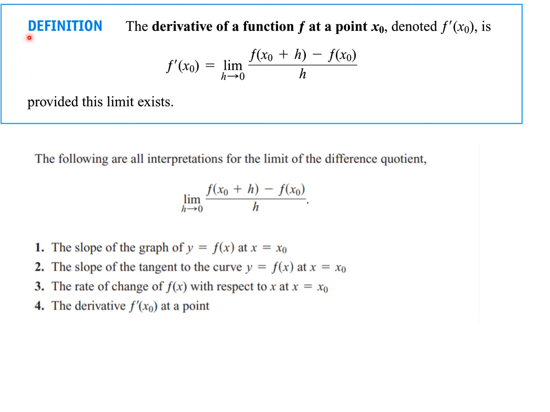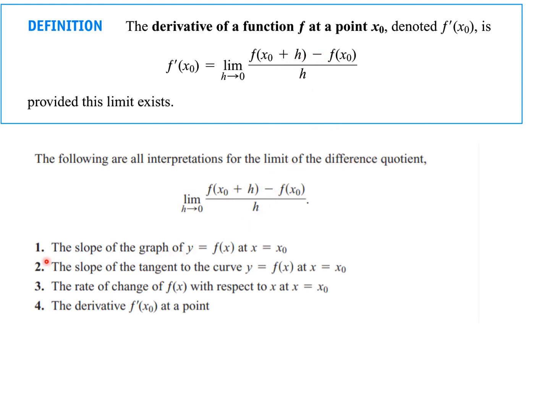The following definition is just like a review for you. It's about the derivative of a function f at a point x0, denoted by f prime of x0. f prime of x0 equals the limit as h goes to 0 of f of x0 plus h minus f of x0, divided by h. The following are all the interpretations for the limit of the difference quotient, which is this one.